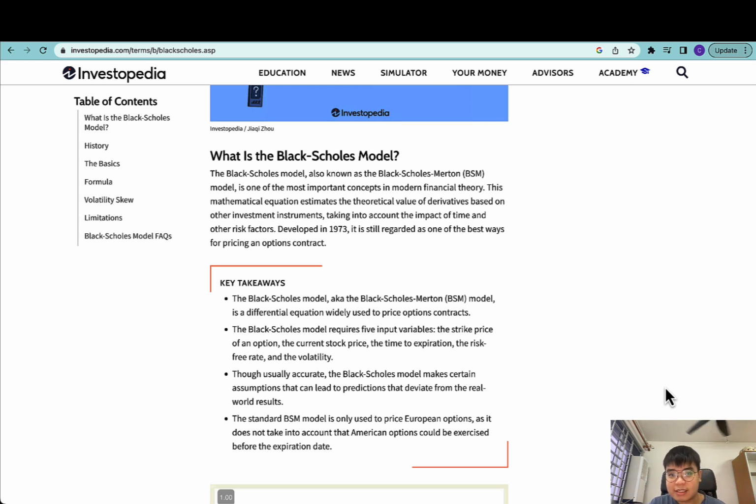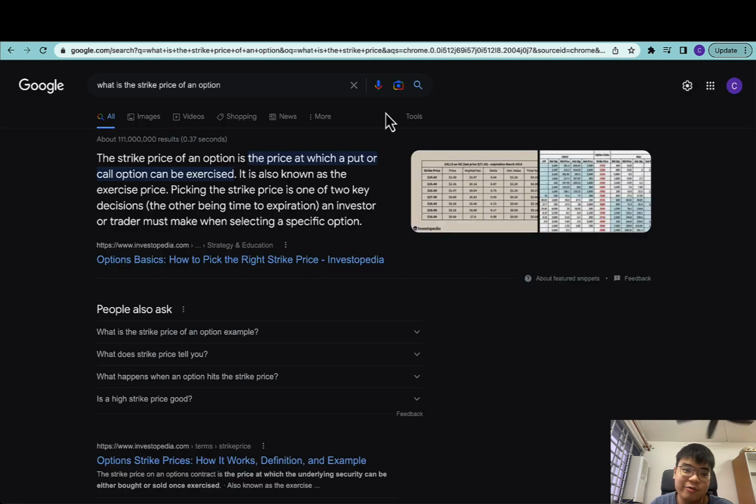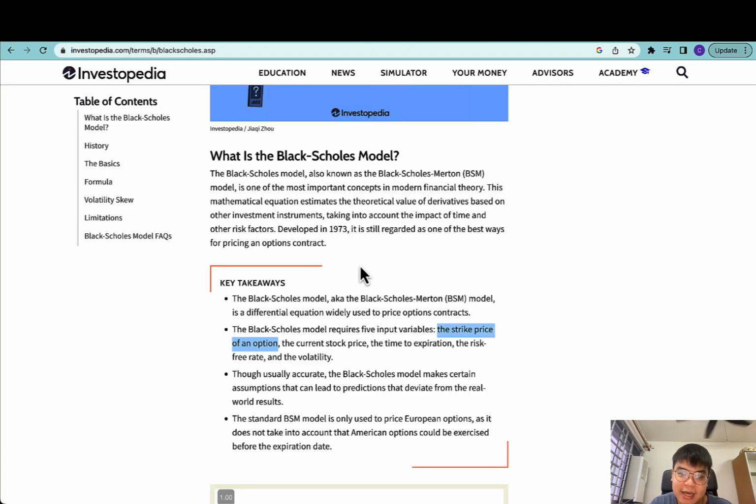To our audience, you might be asking, what are the inputs to the model? What does it use to predict the fair price of a given call or put option for a European stock? In this case, there are 5 inputs. There's the strike price, which represents the price at which a put or call option can be exercised. The current stock price is pretty simple. That is the price of the current stock.